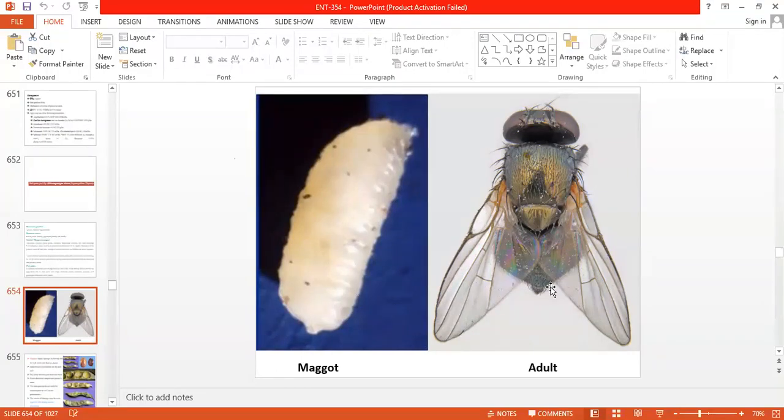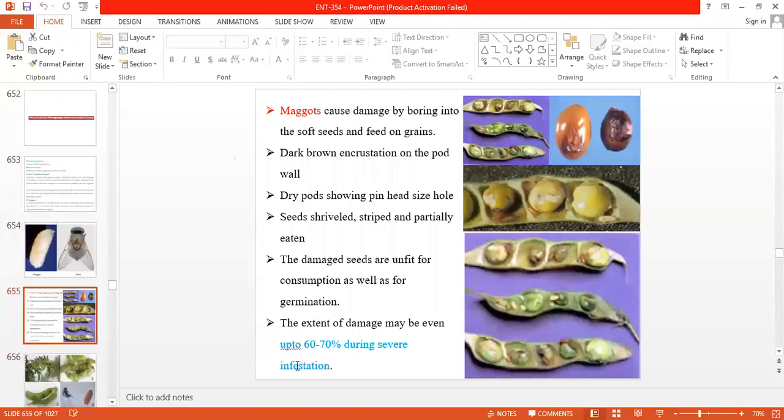In length, adult flies look like a common housefly, small in size, with a blackish or grayish body color, and the wings are transparent. Host plants are mainly tur, soybean, and cowpea.